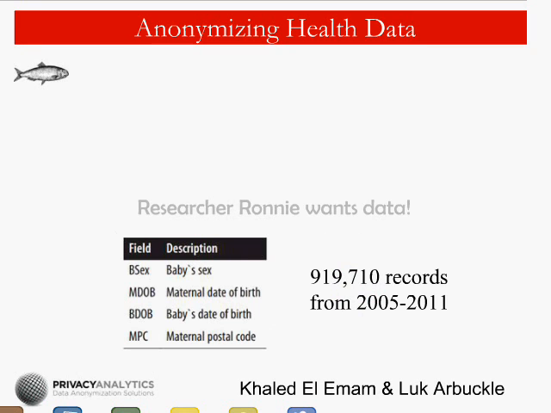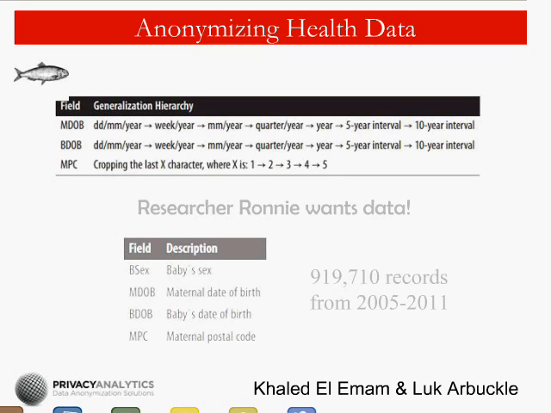Now let's take a very simple data set. We'll look at just 4 variables: the baby's sex, the date of birth of the child and of the mother, and a postal code. So it's a very simple data set. But Bourne's been doing this for a while. They have a lot of data, and in this case, we have about 6 years' worth of data that is being requested, and that's about 1 million records. So it's a fairly large amount of data.